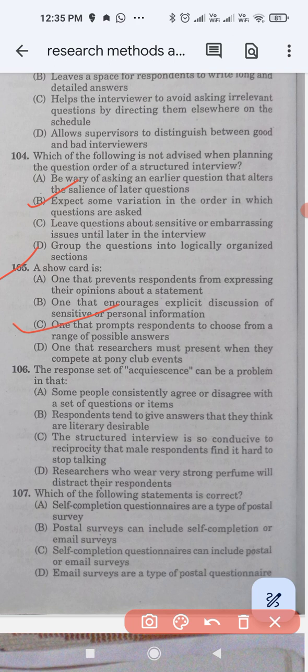Now question number 106. Dear friends, this is the second last question of this part.